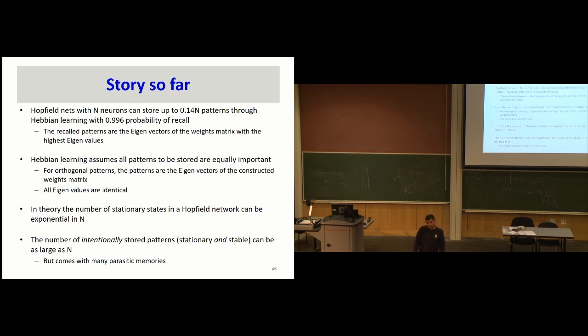For example, when I was trying to store n orthogonal patterns, it was my intent that those patterns must be stationary. And I could build a network that made those n patterns stationary. But what happened as a consequence was that every other pattern also became stationary. So I had an exponential number of stationary patterns, but the intentionally stored patterns were only n. You see the difference between the intentionally stored patterns and the set of stationary patterns, right? And so what we want to do is to minimize the gap between these two. We want to store as large a number of patterns as we can by intention, but minimize the number of fake memories.